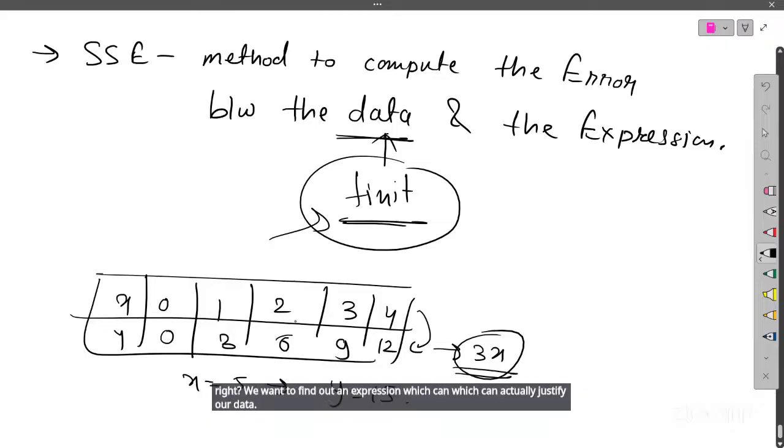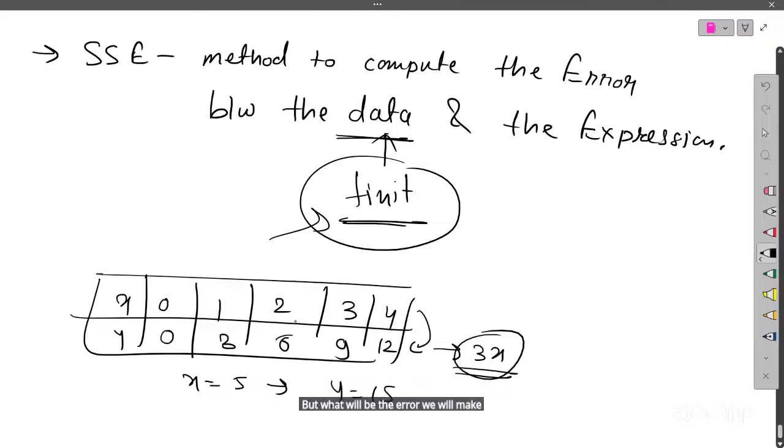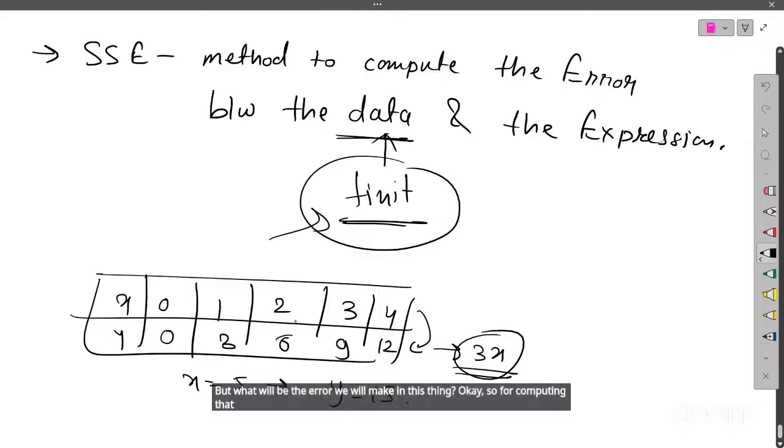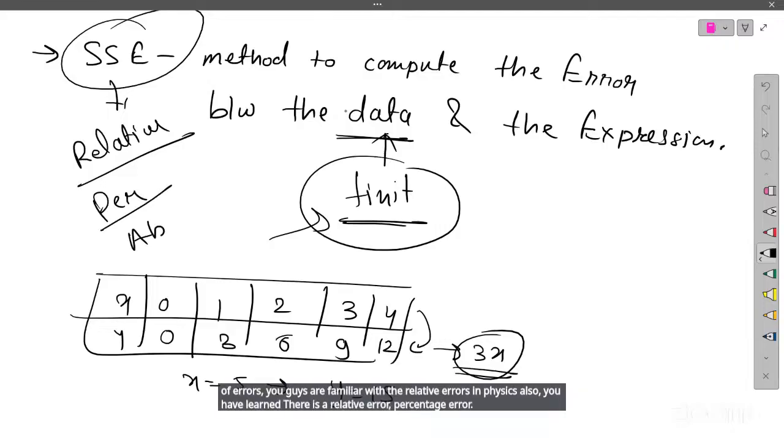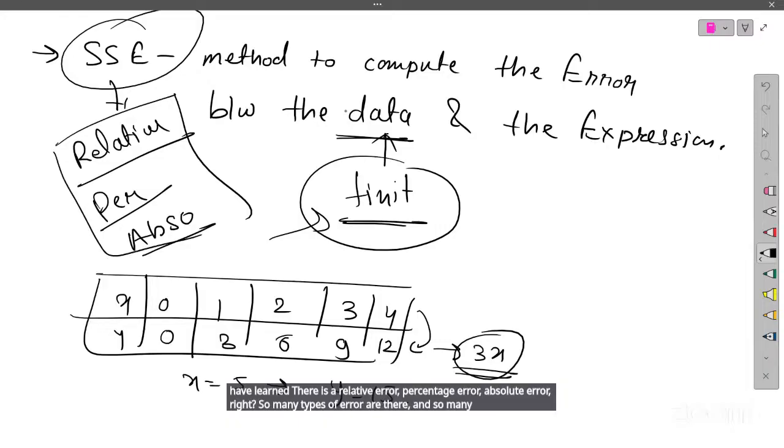But what will be the error we make in this? For computing that, we have a method known as SSE. There are actually several types of errors. You are familiar with relative error; in physics also you have learned relative error, percentage error, absolute error. So many types of error and many methods to compute the error are there, and SSE is among them.